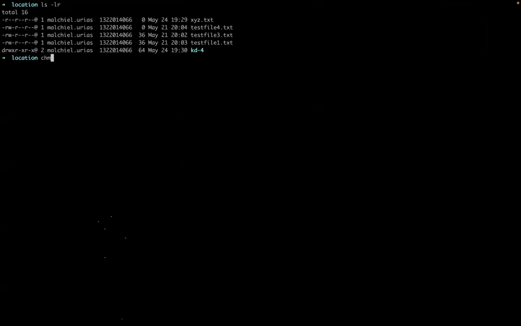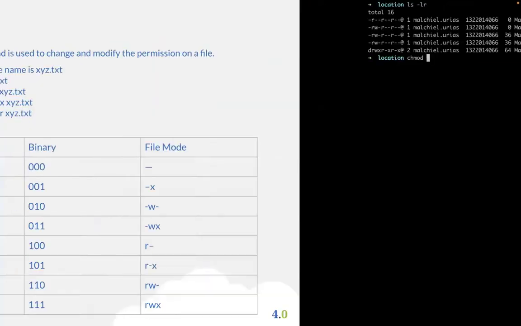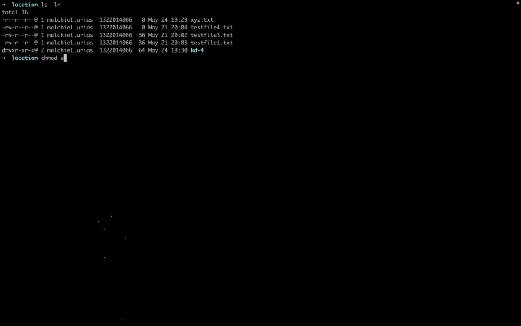Okay. Let's do something. We have chmod UGO minus. Okay, let me add it first. UGO dash write execute. So then you have chmod UGO minus WX and the file name.